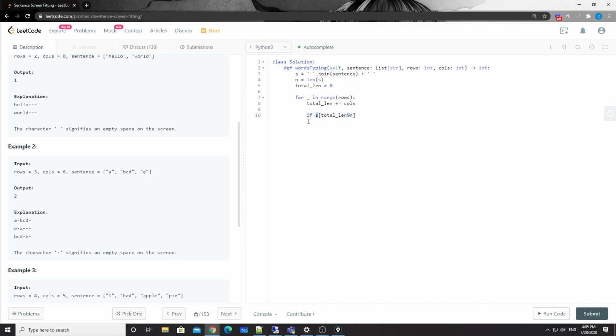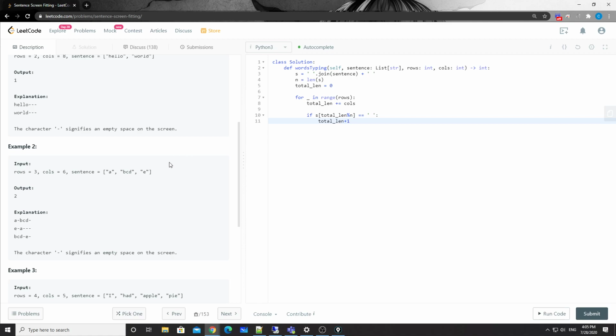So if we're hitting a space, then we know, okay, we don't need to do anything, because the entire columns can all be fit with some words plus a space. Okay, this thing equals to empty, right? And then we also need to do a total length plus one here.